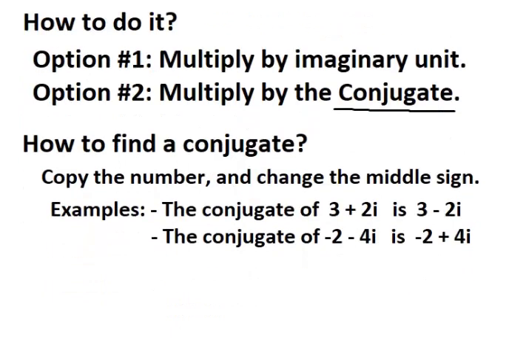Now let's try to solve some examples to see how to apply this in actual exercises. So let's assume we have a number like this one, 3 over i. How do we rationalize this number? In other words, how do we get rid of the i on the denominator? We use option 1. We're going to multiply by the imaginary unit. So we're going to put a dot in here, and we're going to multiply up and down with the imaginary unit.